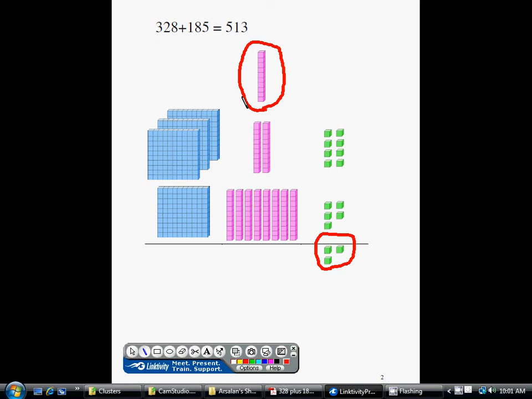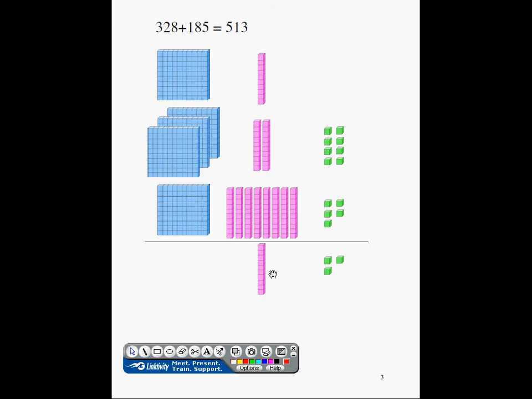Now, I can add these here. How many pink rods do we have here? In other words, how many tens do we have here? We have 1, 2, 3, 4, 5, 6, 7, 8, 9, 10, 11. We have 11 tens. Now, let's erase these marks. Instead of writing 11 tens here, I'm going to write 1 ten, and 10 tens is equivalent to 100. I'm going to put it here.